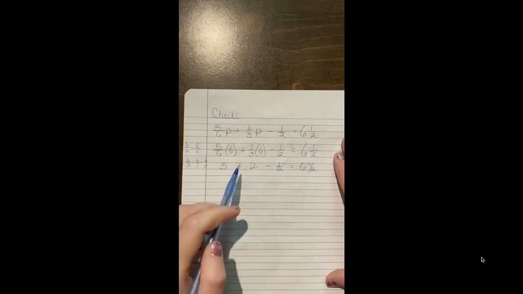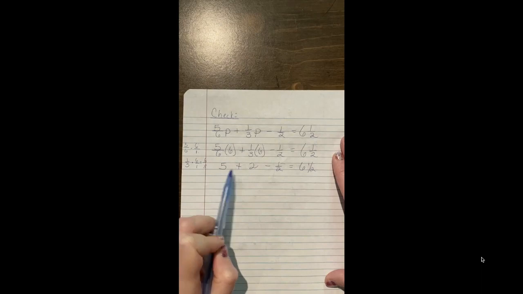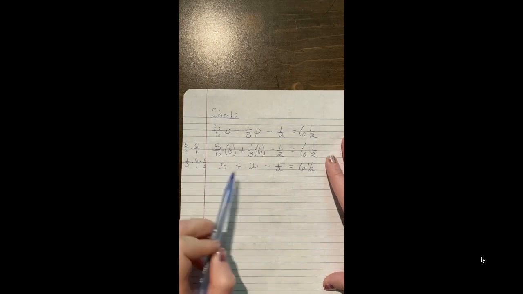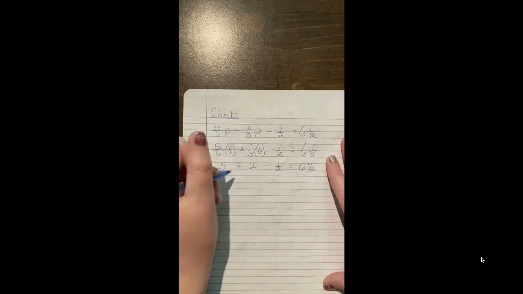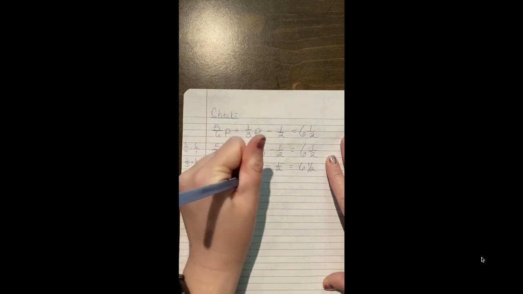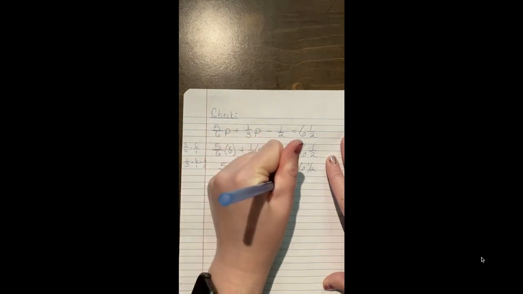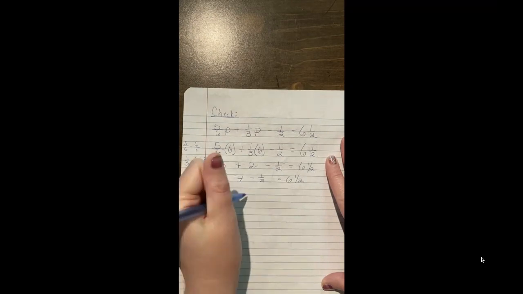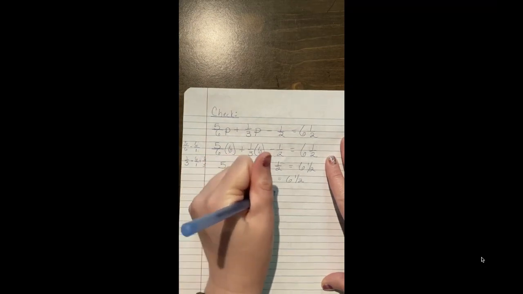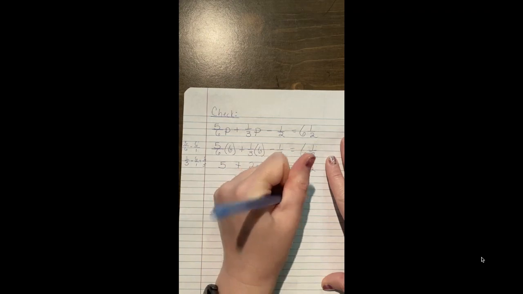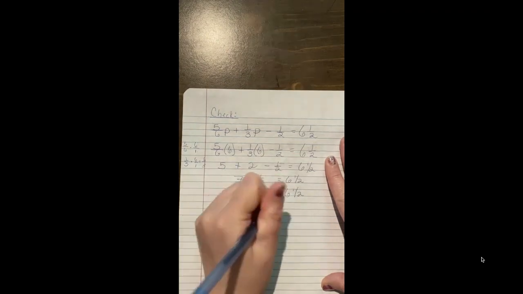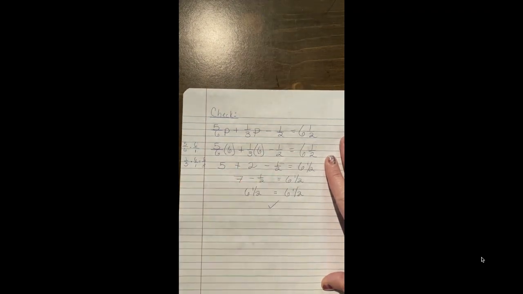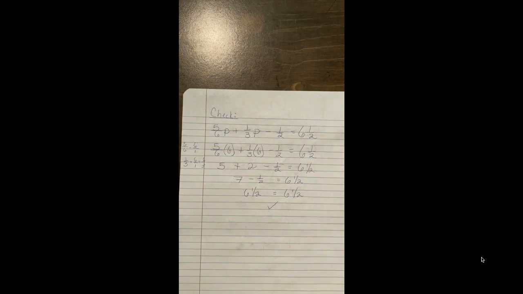All right. Then order of operations says we need to add and subtract from left to right. So 5 plus 2 is 7. Bring down everything else. And then we just have subtraction. 7 minus 1/2 is 6.5. So 6.5 equals 6.5. When the left side equals the right side, that means my solution was correct. So p equals 6 is a correct solution.